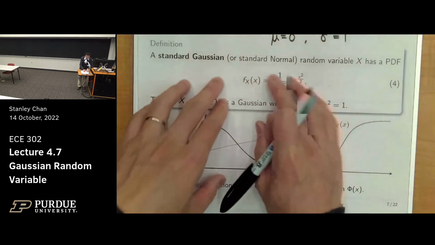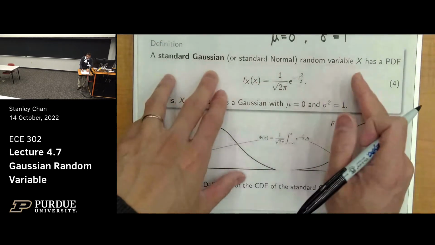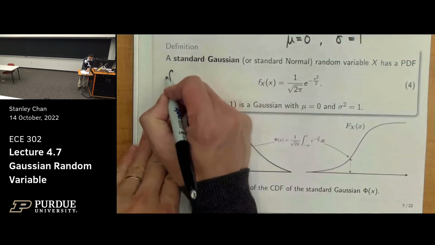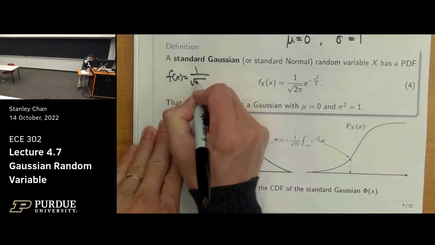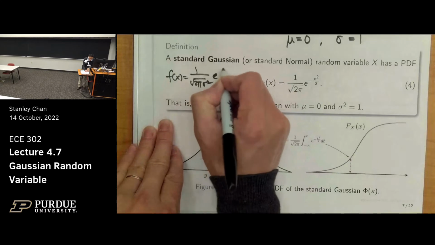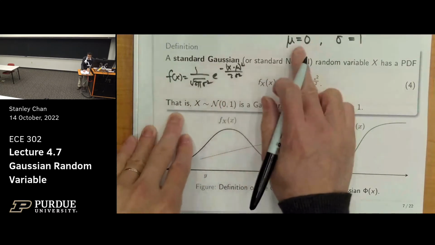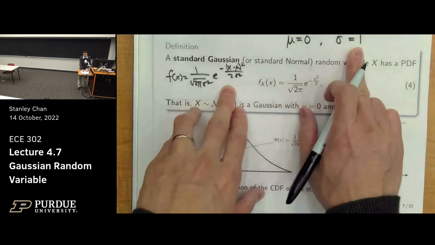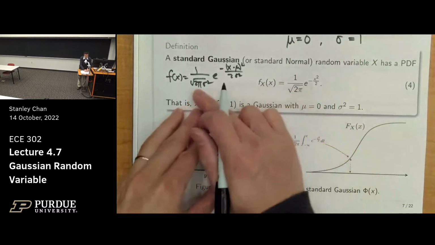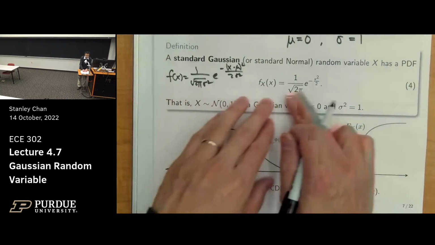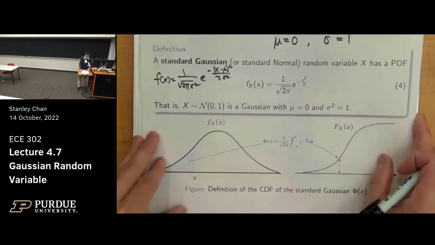So the expression of the standard Gaussian, as you can imagine, we originally have f of x equals 1 over root 2 pi sigma square e to the power minus (x minus mu) square divided by 2 sigma square. Let me just let mu equal to 0, sigma equal to 1. Then you will simplify this original Gaussian PDF into this expression.